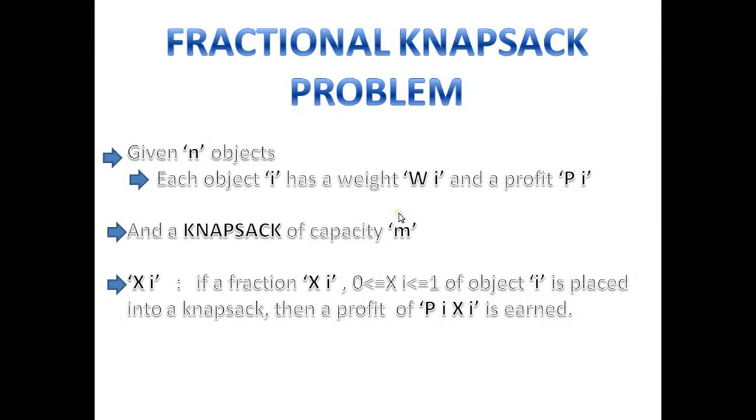Here we are given n objects, where each object i has a weight of Wi and a profit of Pi, and a knapsack of capacity m. Now xi is a variable which is used to denote the unit of the object placed in the knapsack. If xi is 1, we are placing the whole object inside the knapsack. If xi is a fraction, we are keeping a part of it in the knapsack. So if a fraction xi of the object is placed into the knapsack, then a profit of Pi xi is earned.